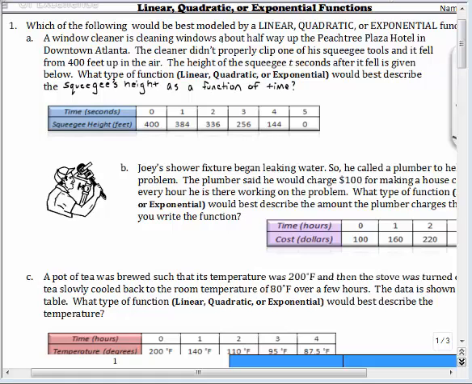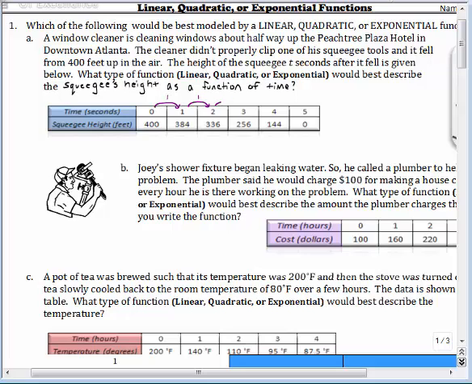It says a window cleaner is cleaning windows about halfway up the Peachtree Plaza Hotel in downtown Atlanta. The cleaner didn't properly clip on one of the squeegee tools and it fell from 400 feet up in the air. The height of the squeegee t seconds after it fell is given below. What type of function, linear, quadratic, exponential, would best describe the squeegee's height as a function of time? So really all we need to do here is compare and look at the differences to see if it fits any one of our models that we're familiar with.